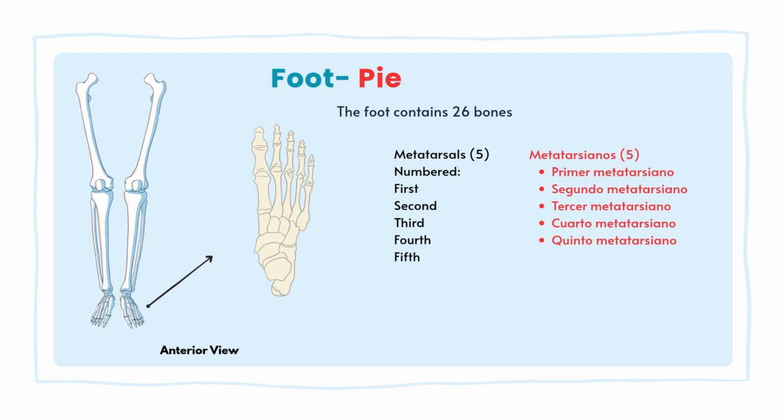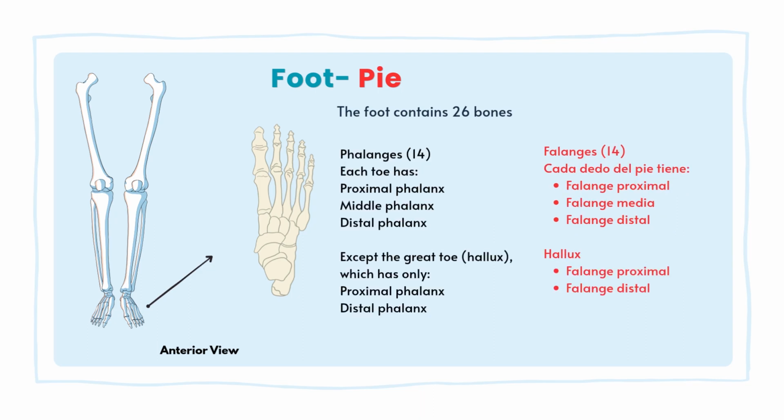The foot contains 14 phalanges. Each toe has 3 phalanges: proximal, middle, and distal. The only exception is the great toe, or hallux, which only has 2 phalanges, proximal and distal.